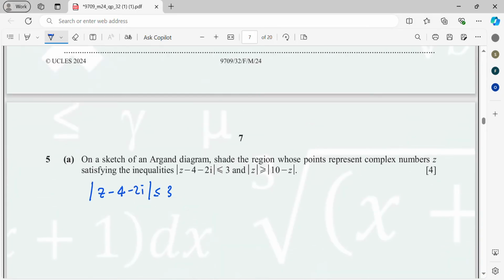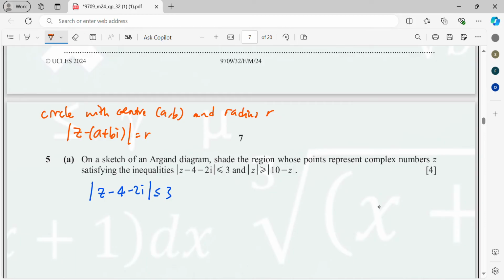Now, when you compare with the general form of a circle, basically a circle with center (a, b) and radius R, that is modulus of z minus (a plus bi) equals R. Okay, that will be the circumference of the circle.